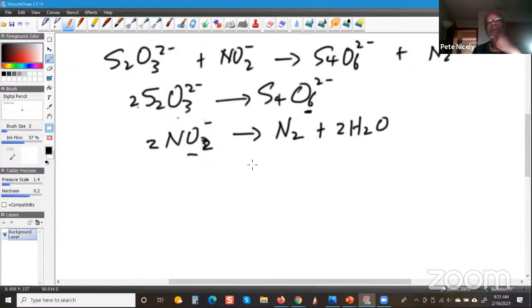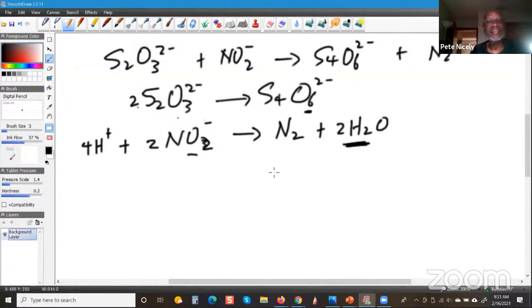The next step is that we balance the hydrogens by adding H plus ions. Again, in the case of the first half equation, we don't need to balance any hydrogens because there are no hydrogens present. However, in the case of the second half equation, we have 4 hydrogens here on the left, which means that we have to add 4 hydrogen ions here total on the right.